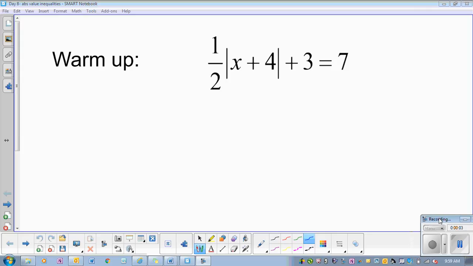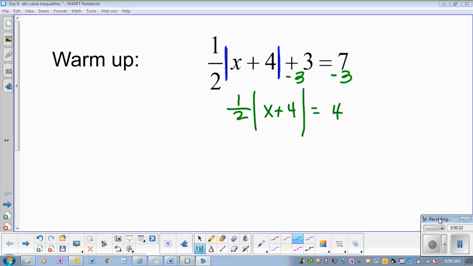Solve absolute value equations. So for our warm-up, I want to get those absolute value bars all by itself, right? So I need to subtract the 3. Then I have 1/2 times the absolute value of x plus 4 equals 4. Now what? Good. Either divide by 1/2 or multiply by the reciprocal, which is 2 over 1, which is 2, right? And then that goes away. And then we have the absolute value of x plus 4 equals 8.